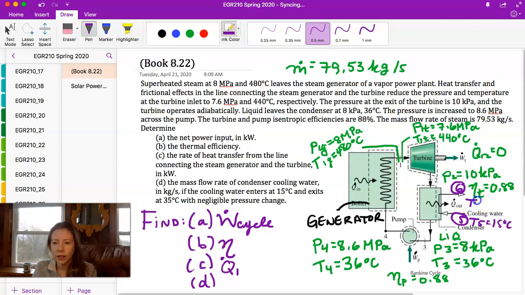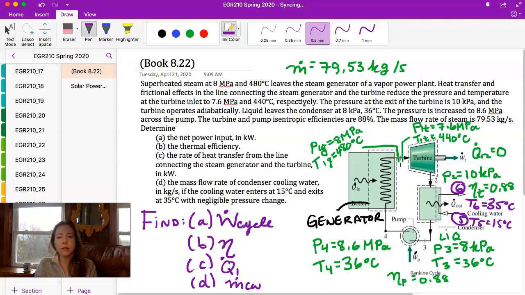And T6 is 35 degrees C, and there's no pressure changes. And we're looking for m dot then of the cooling water. So m dot CW, which might not necessarily be the same as m dot since they're different lines. Okay, so we have set up our givens, and now let's go through the solution.